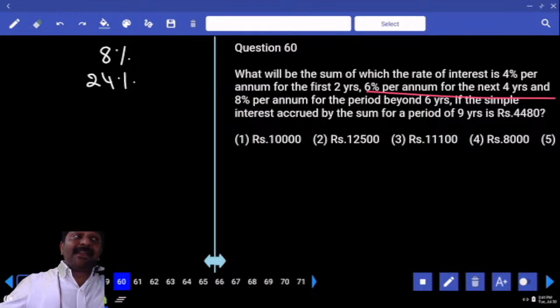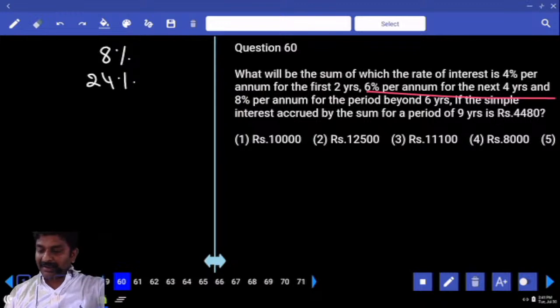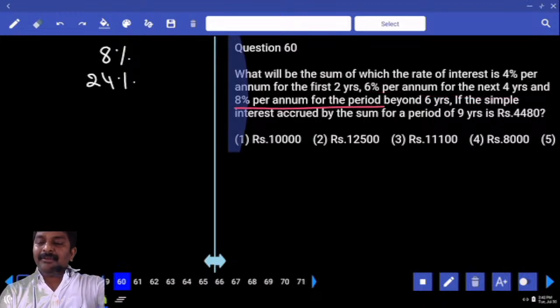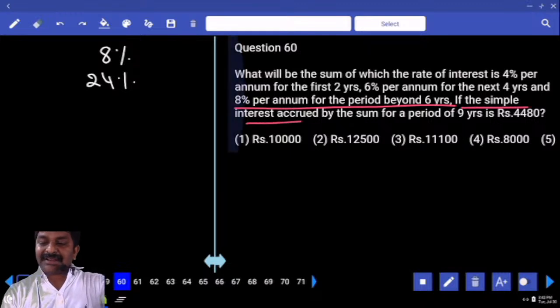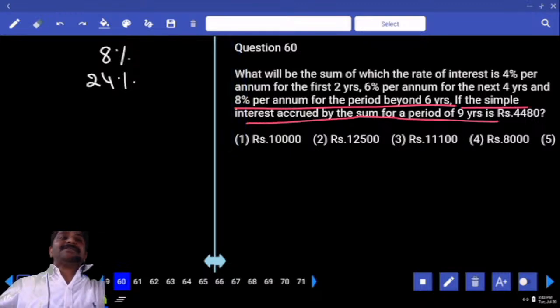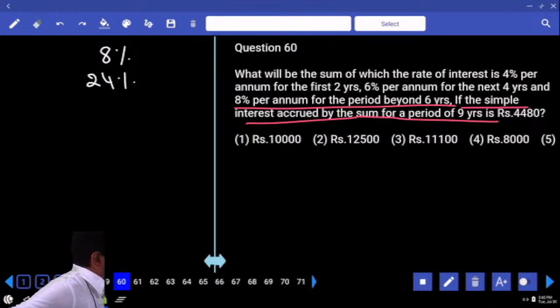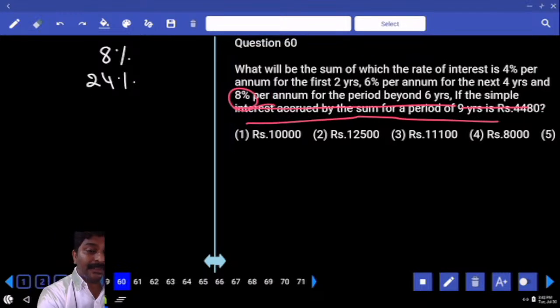4 years. Earlier 8% was for the total, so far 6 years are over. And 8% per annum for the period beyond 6 years. If the simple interest is accrued by the sum for a 9 years period, so far how many years got over? How many more years do we need to cover? And for those 3 years, every year they charge? Then what is the total interest obtained?